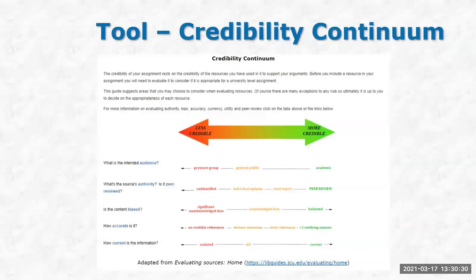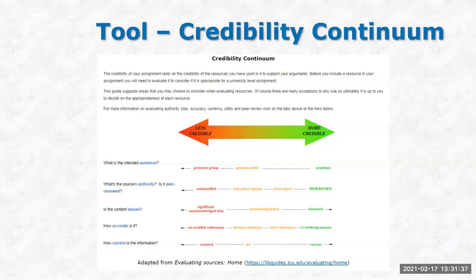So there's this continuum, right, between credible and credibility. And this graph is adapted from a website called Evaluating Sources. The credibility of your assignment rests on the credibility of the resources you're going to use in your research and in your writing. So make sure that you consider your resources before you start your assignment, and of course, before you start your writing. And these are some of the criteria and factors to keep in mind. How current is it? Is it too old? Is it too new? How accurate is it? Is it biased? Is it credible? Is it authoritative? Is it citing credible resources? And what is the intended audience? And what's their purpose too, is probably another one that we can consider here.